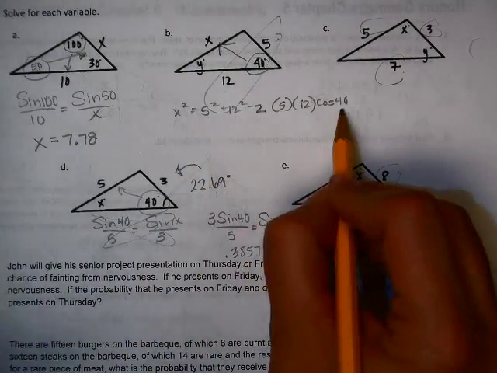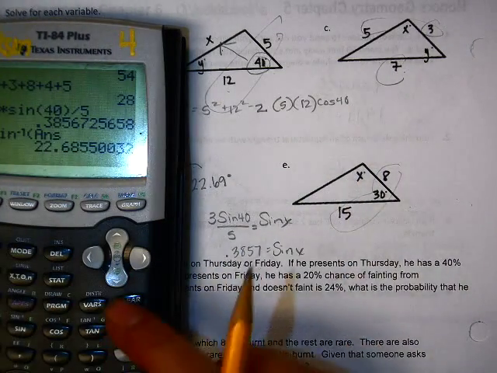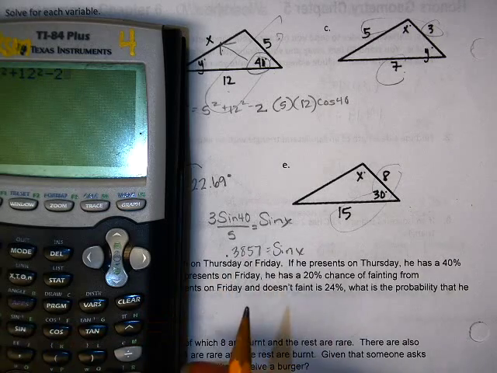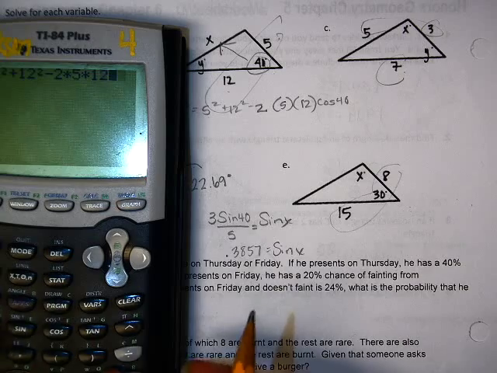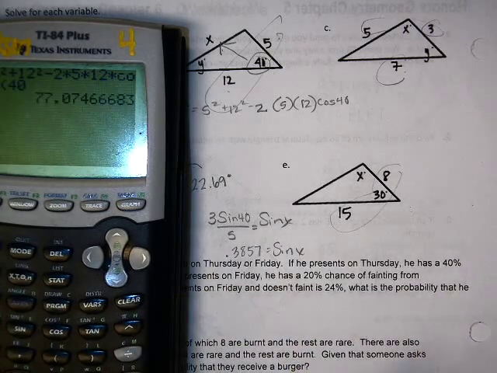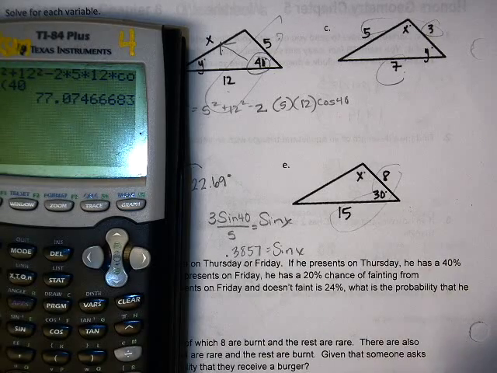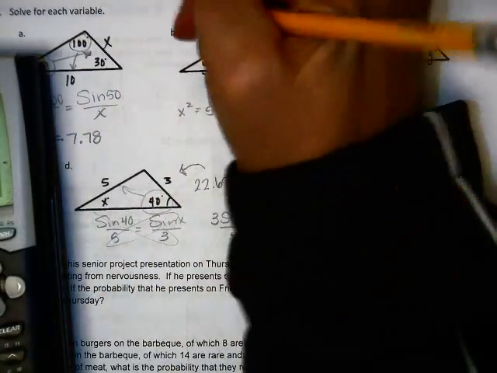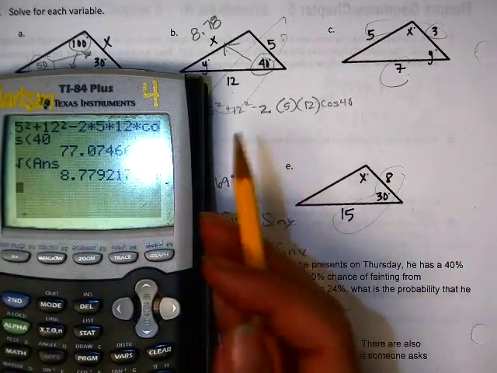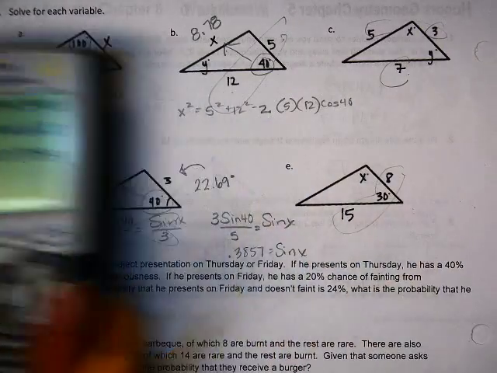So I plug all of that into my calculator, just as is. So I have 5 squared plus 12 squared minus 2 times 5 times 12 times cosine of 40. Just plug it all in. That's our answer, which is x squared. So I'm going to square root the answer of that. I'm going to get 8.78. I am rounding up. Hopefully you can see that. 9 tells me to round up.